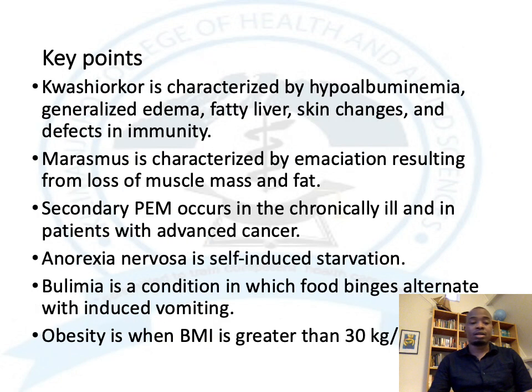So, in summary, kwashiorkor is characterized by hypoalbuminemia, generalized edema, fatty liver, skin changes and defective immunity. Marasmus is characterized by emaciation resulting from loss of muscle mass and fat. Secondary protein-energy malnutrition occurs in chronically ill patients and patients with advanced cancer. Anorexia nervosa is self-induced starvation. Bulimia is a condition in which binge eating alternates with induced vomiting. Obesity is when BMI is more than 30 kg/m2.